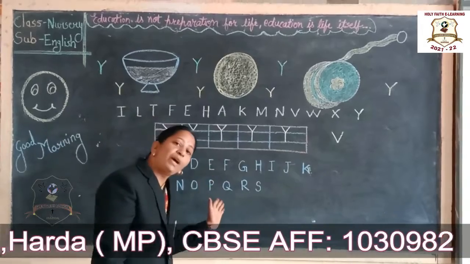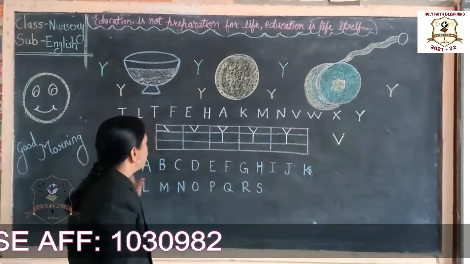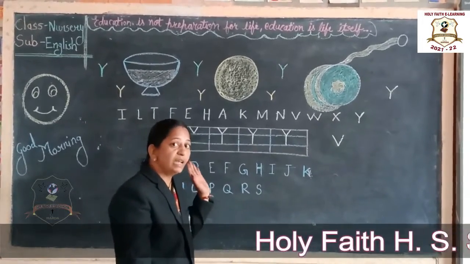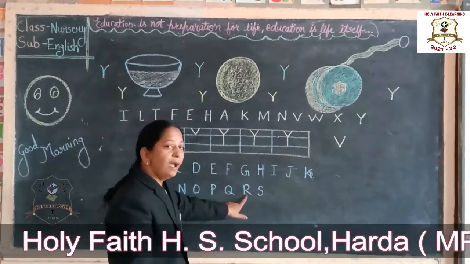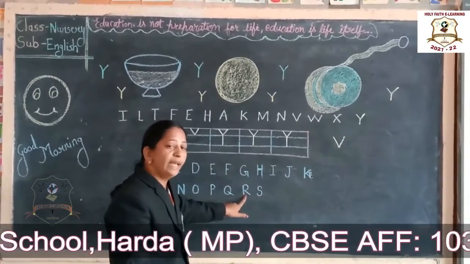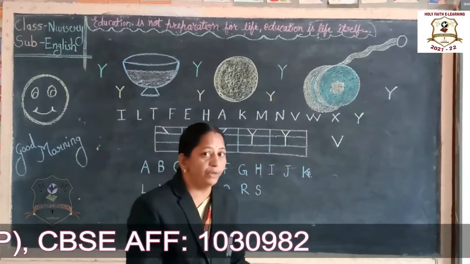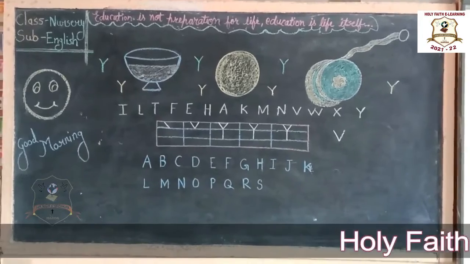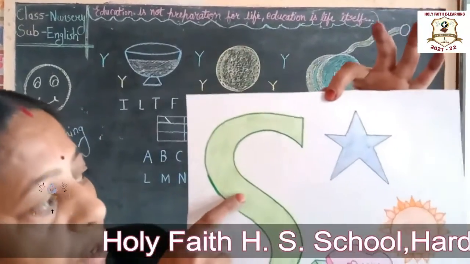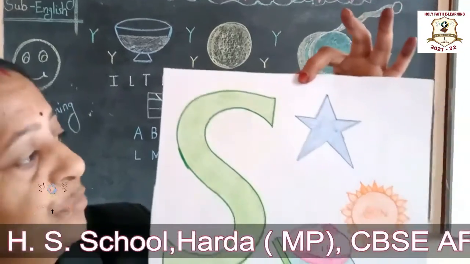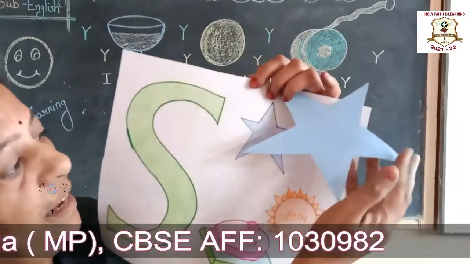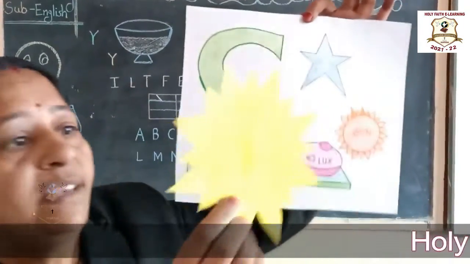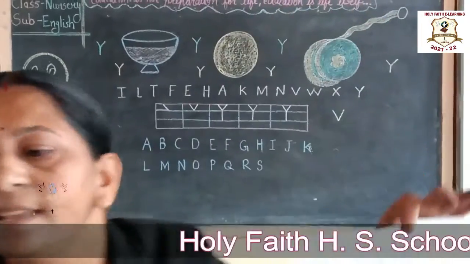Now our oral part. Okay students, in oral part we have learned these letters. Okay, in previous class we have learned letter I. And today we will learn next letter S. Which letter we will learn today? S. Look here. See. Which letter is this? S. Which letter is this? S. S for star. देखिए S for star. S for sun. S for sun.